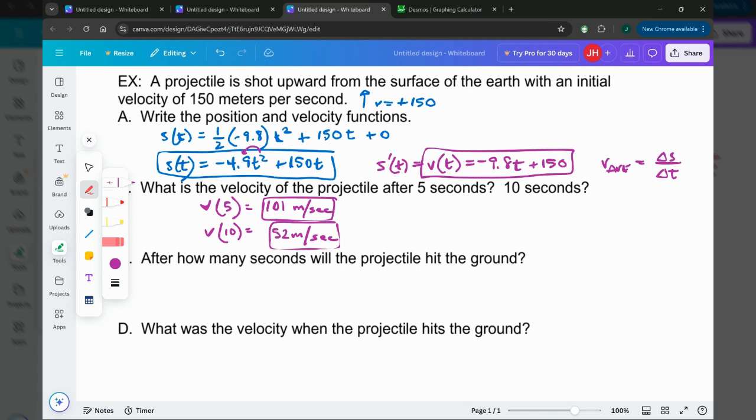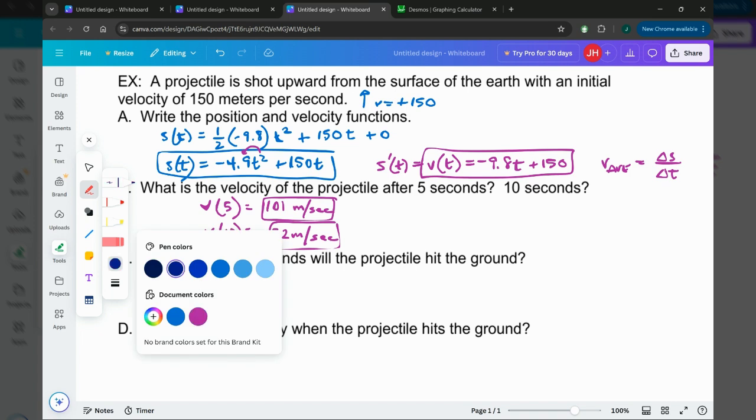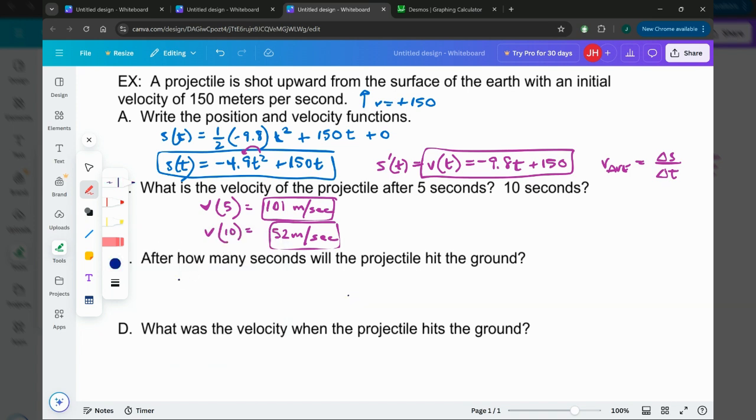Now, how many seconds will it take for this projectile to hit the ground? Now, remember, when you're hitting the ground, this is a position again. So I'm going to take the original position function, negative 4.9 t squared plus 150 t, and I'm going to set that equal to 0. Now, what I can do with my graphing calculator is set this function equal to my y1, graph it, and look for the x-intercepts.